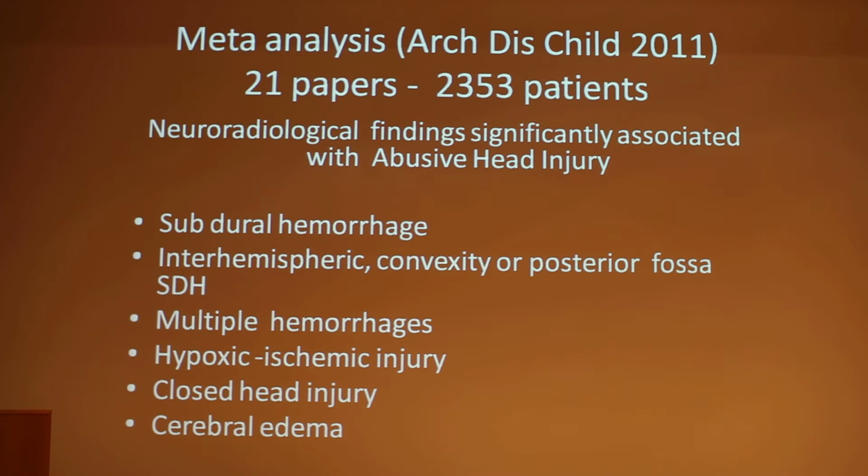What are the most common findings of child abuse? This is a large meta-analysis based mostly on CT. The most common finding is the subdural hemorrhage, and usually multiple hemorrhages. Actually, in another series of 93 kids with subdural hemorrhage, under the age of 3, 50% of them were cases of abuse. So it's really a red light, the cerebral hematoma.